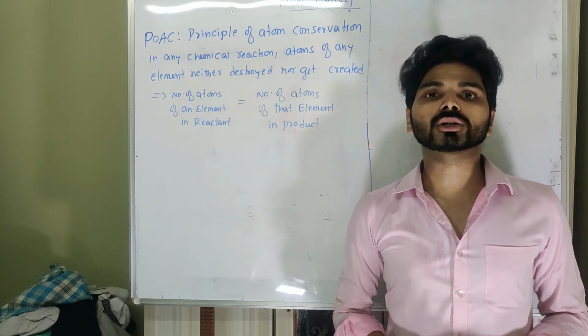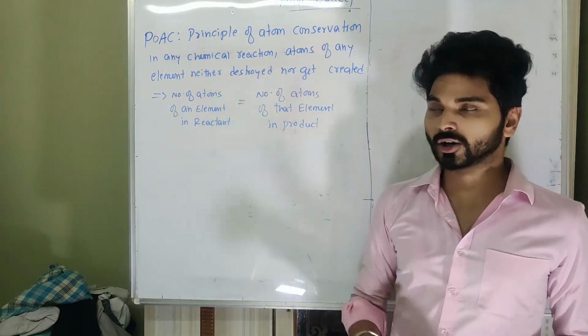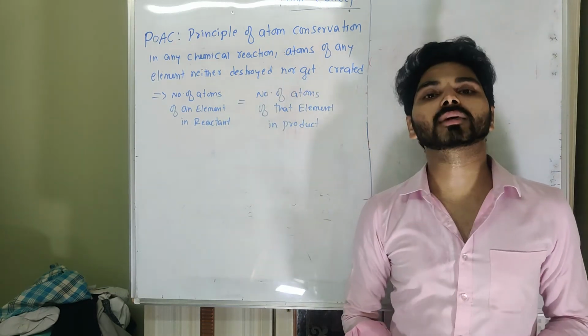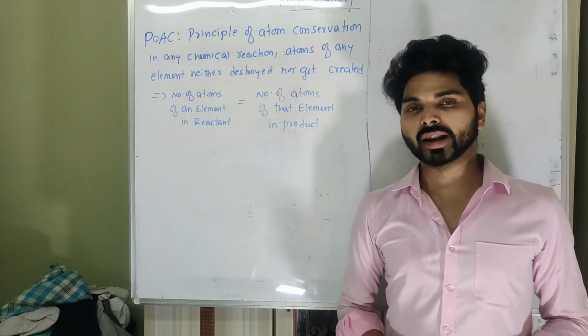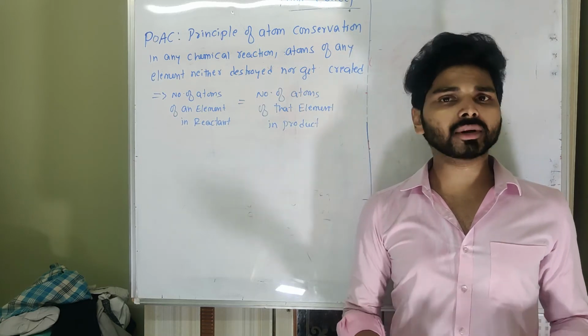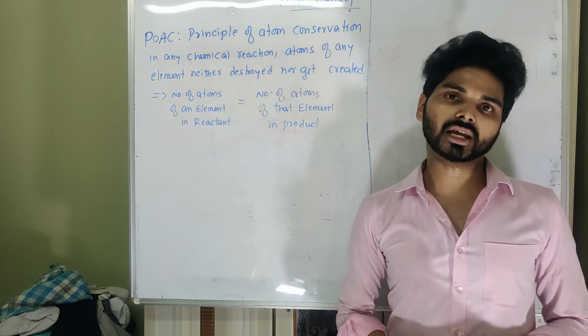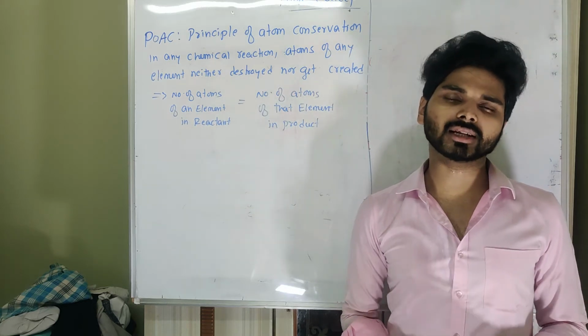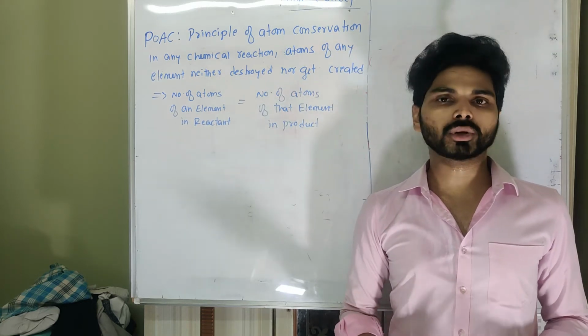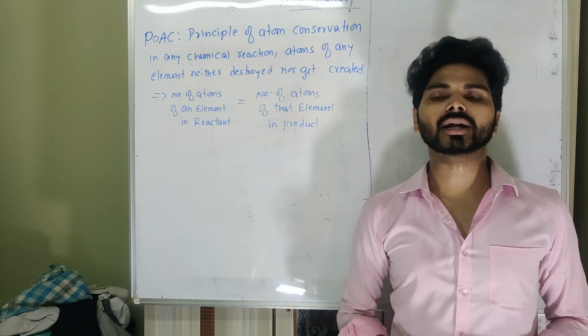We can go for something called POAC, or the principle of atom conservation. Wherever stoichiometric calculation can be done, when enough data is given, or the equation is very simple and easy to balance, in that case stoichiometric calculations are very easy. We can go with that.